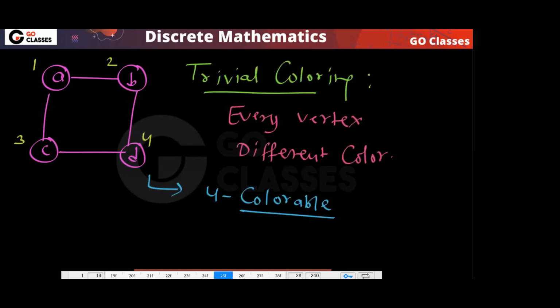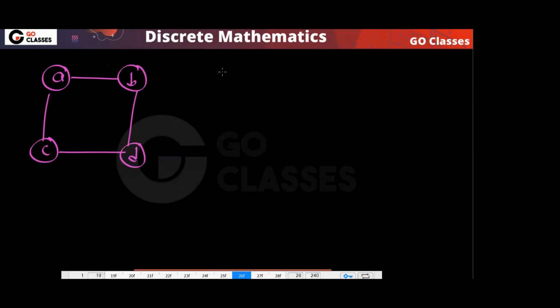Now let's see this same graph. Is it three colorable? Can you give a three coloring for this? Can I color this using three colors?